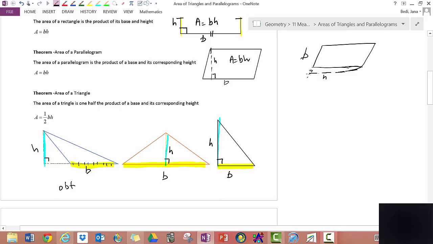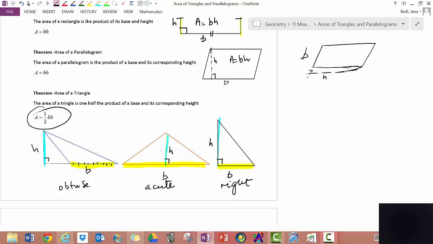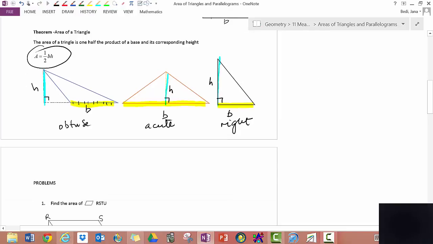This is obtuse, acute, and right. In a right triangle, the legs can be interchangeably called the base and the height. It doesn't matter. In an acute triangle, the height may or may not fall inside depending on which side you use. In either case, the area of a triangle is base times height over 2. And it makes sense. A triangle is half a parallelogram, so its area is half that of a parallelogram.